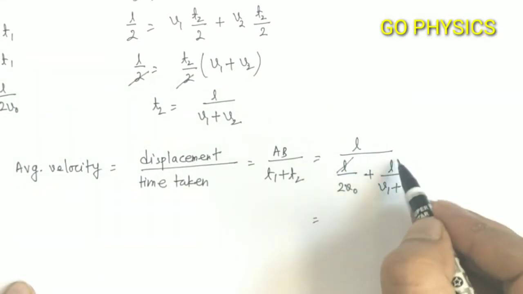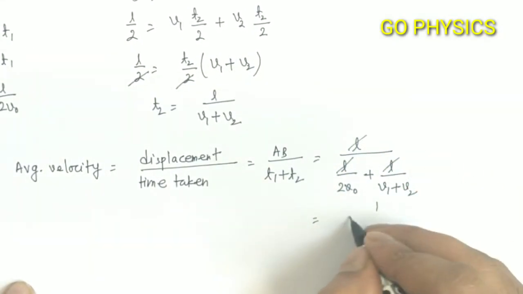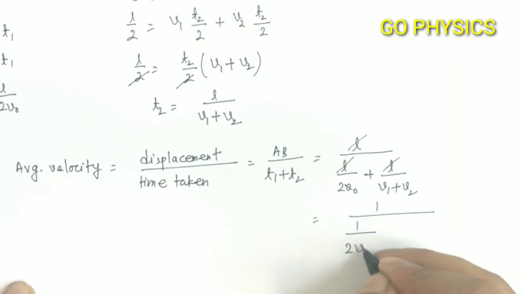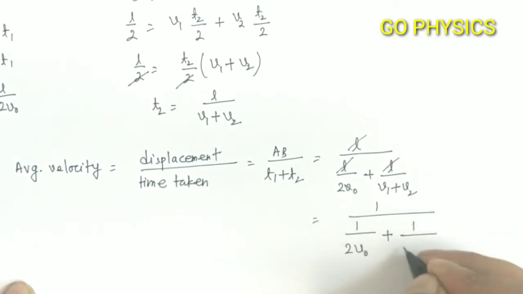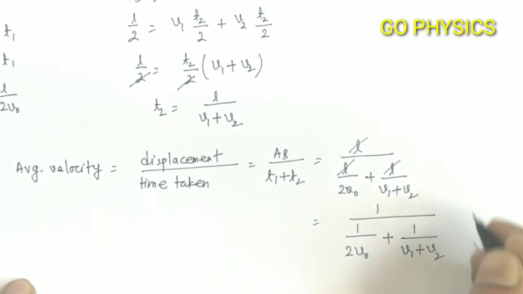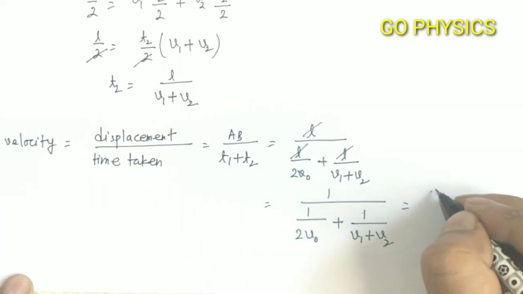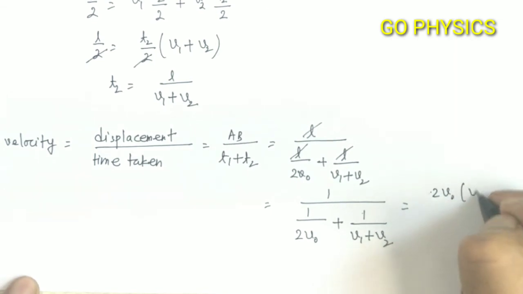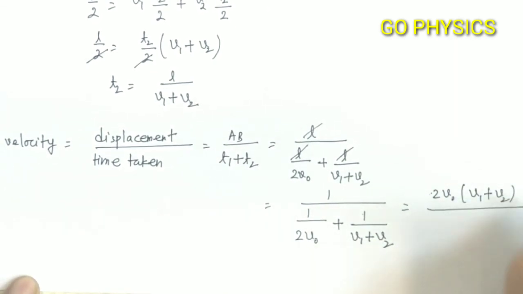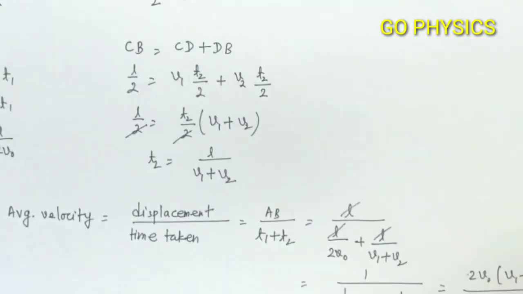Now simply L cancels out, so it becomes 1 by (1 by 2 v0 plus 1 by v1 plus v2). Now simplify this. The final simplification becomes 2 v0 (v1 plus v2) by (v1 plus v2 plus 2 v0). So this is the final answer of the question.